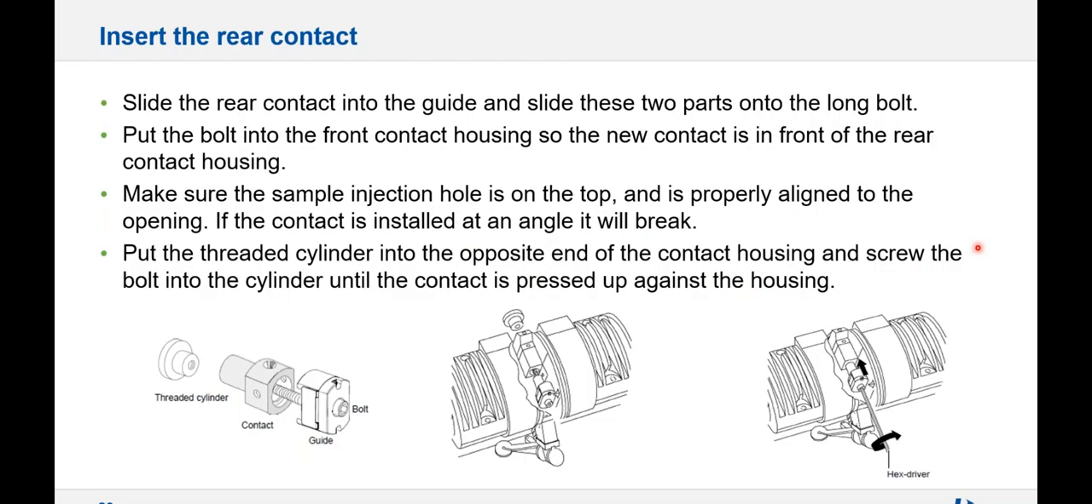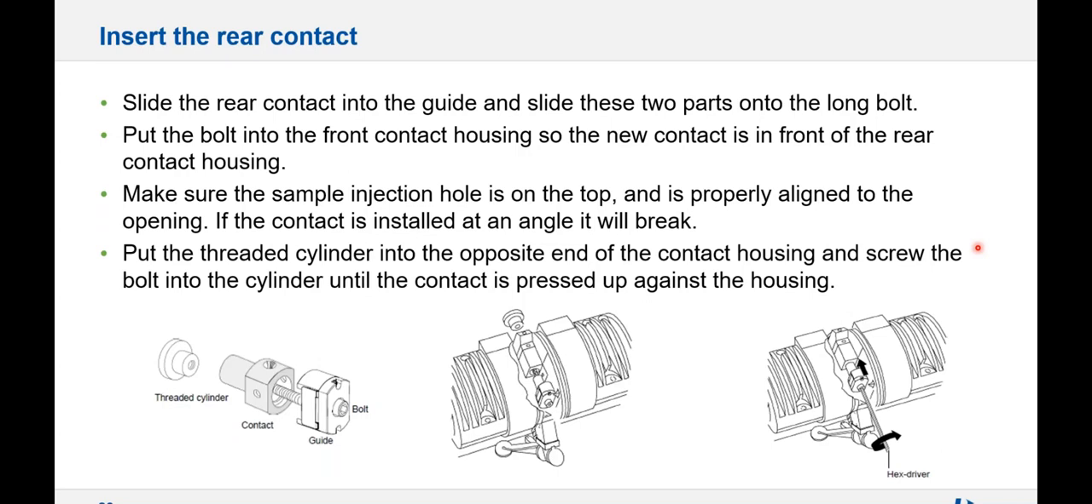The rear contact. So this is where you have a guide. So you have the bolt, the guide, threaded cylinder. Slide the rear contact onto the guide and slide these 2 parts onto the long bolt. Put the bolt into the front contact housing so that the new contact is in front of the rear contact housing. Make sure the sample injection hole is on the top. You certainly don't want to install it and then find that it's upside down. And you want to make sure it's properly aligned to the opening.